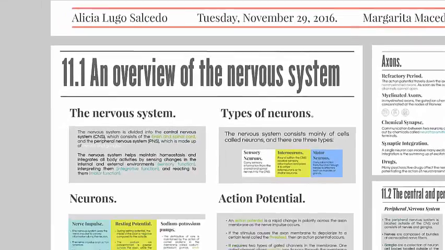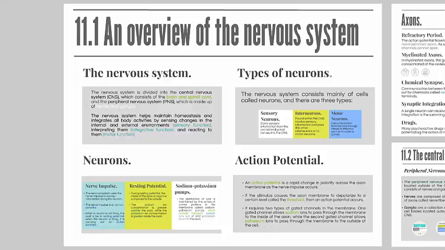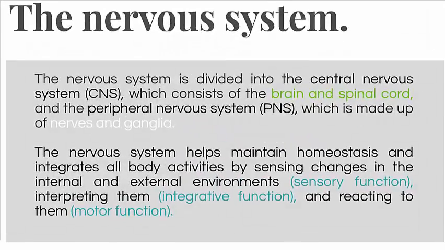An overview of the nervous system. The nervous system is divided into the central nervous system, the CNS, which consists of the brain and spinal cord, and the peripheral nervous system, the PNS, which is made of nerves and ganglia. The nervous system helps to maintain homeostasis and integrates all body activities by sensing changes in the internal and external environments, the sensory function, interpreting them, the integrative function, and reacting to them, the motor function.